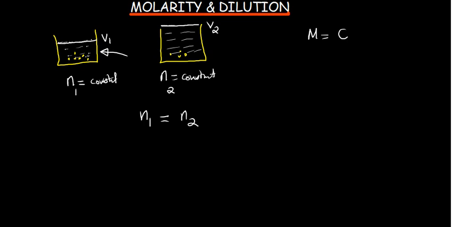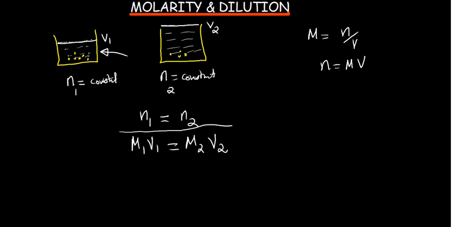Molarity is concentration given by number of moles over volume. To make number of moles the subject of the formula, number of moles is going to be molarity times volume. So where there is number of moles 1, we are going to put molarity 1 times volume 1, and that will be equal to where there is number of moles 2, we're going to put molarity 2 times volume 2. Like that. So this is the dilution equation formula. It's very, very important. All operations that you are going to be working with, you are going to put that into consideration.